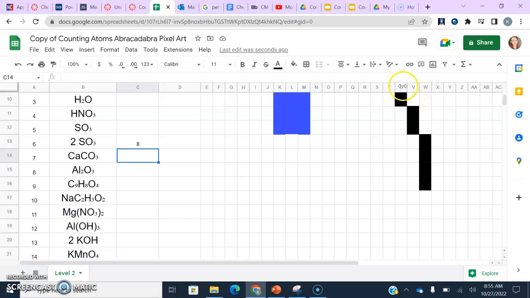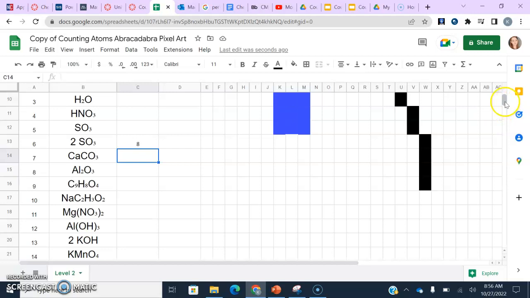And we know that's correct because, again, my pixels have popped up, okay? So if you have a coefficient, it has to apply to all of the elements and, of course, the subscript. So you're just basically taking that coefficient and you're multiplying it by the subscript, okay?